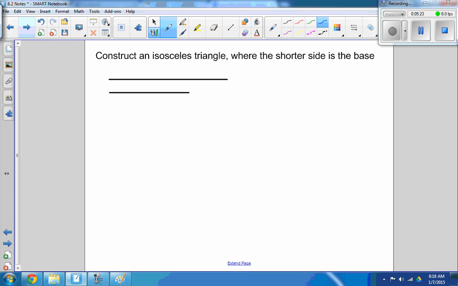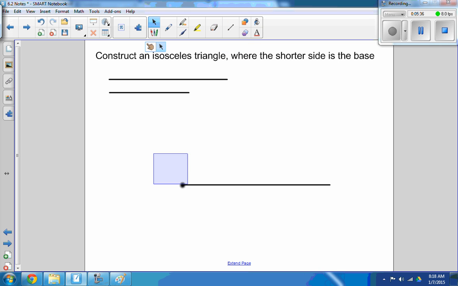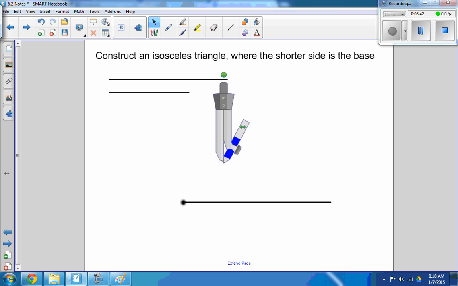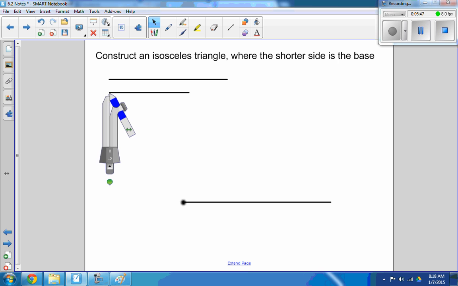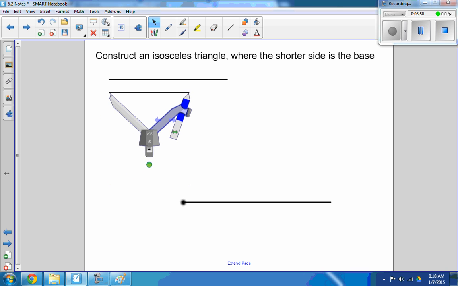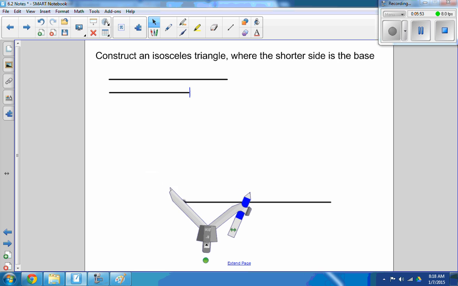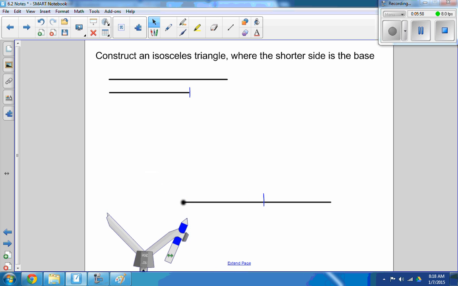Let's do a little bit of review. Let's construct an isosceles triangle, where the short side is the base. So I'm going to start the same way. I'm just going to make a dot and make a straight line. And since the short side's the base, I'm going to measure, get my compass equal to the length of the short side first. And we can see that's the length. Make that arc down here. So now that distance is the length of the base.